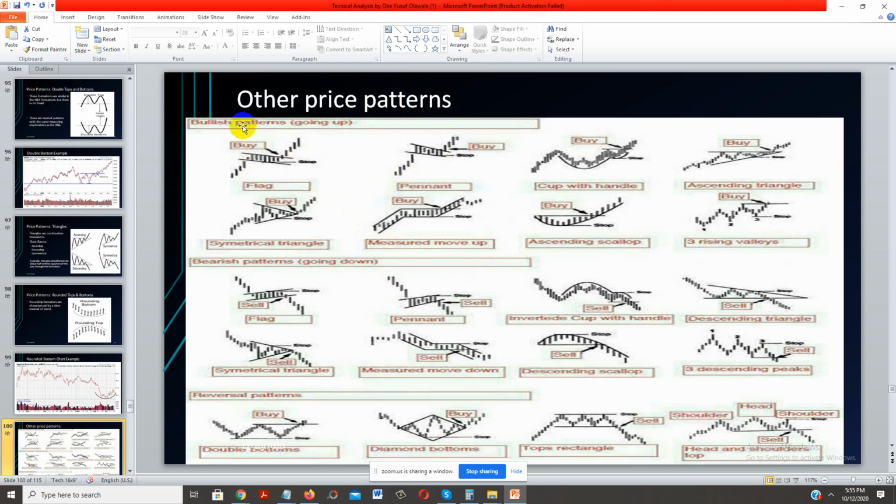Now there are other price patterns. We have flags. We have pennants, which we are going to handle in the live. We have cup with handle. We have ascending triangle. We have bullish and bearish flags, bullish and bearish pennants. We have inverted cup with handle. We have descending triangle. We have three descending peaks. We have a measured move down, symmetrical triangle, double bottoms. You know about double bottoms?